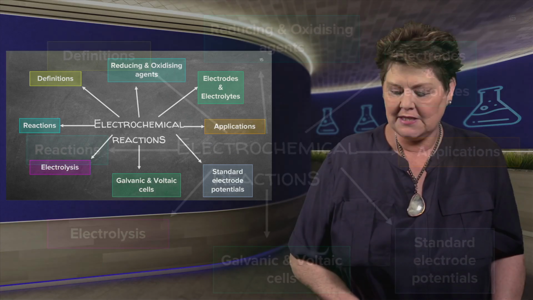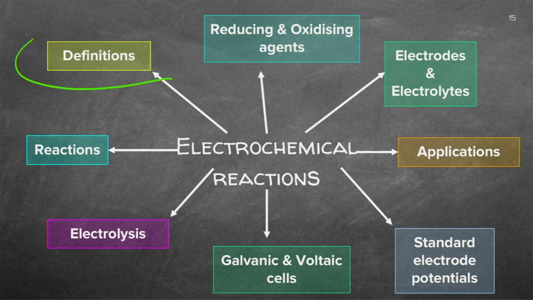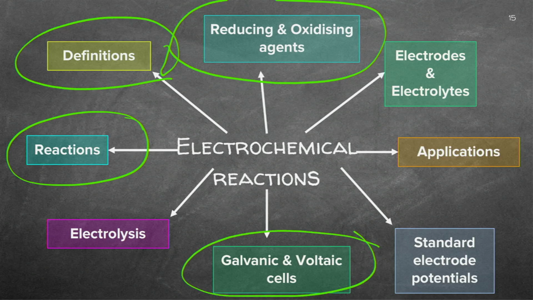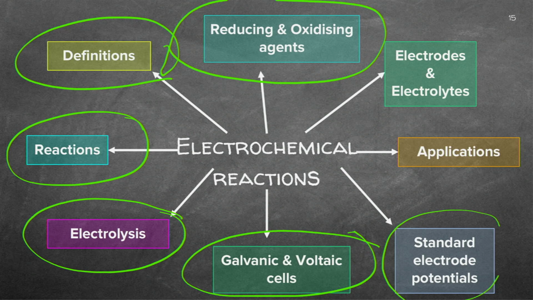So let's quickly just see. You have done in grade 11 the definitions of oxidation and reduction as well as the agents. You have done half reactions. You will now do voltaic and galvanic cells. We are going to cover electrolysis quite intensely. We're going to have a look at standard electric potentials, and then we're going to end off with the applications.